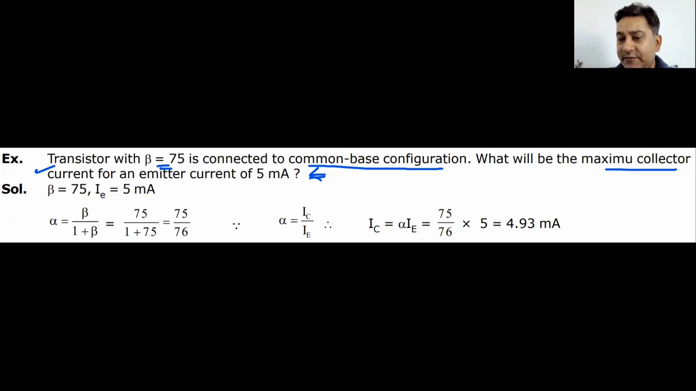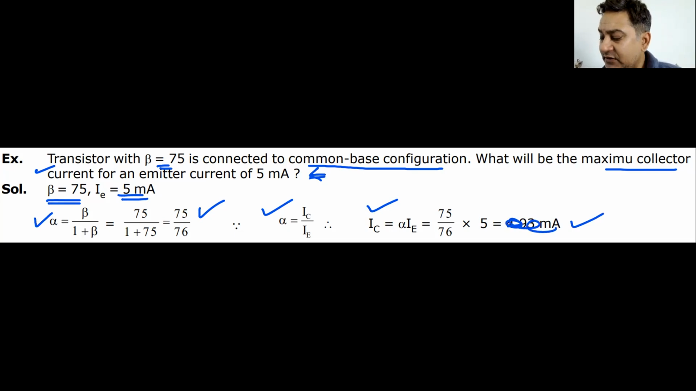I hope all of you can understand what he has said. We know the value of beta. We know the value of emitter current. From beta, you can find out the value of alpha. Alpha is beta upon 1 plus beta. 75 by 76 is your alpha. We also know alpha is IC divided by IE. So IC becomes alpha times IE, and you have your answer: 75 multiplied by 5 divided by 76. When this question comes in the examination hall, they might not give you this, they might give you this. Do we understand this? Yes, sir. Can I have a raised hand from everyone in the class that we understand this?